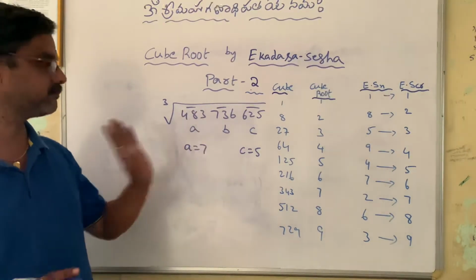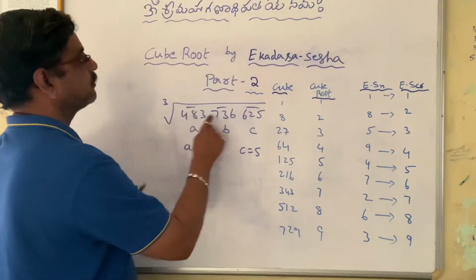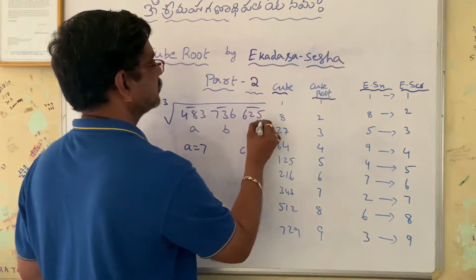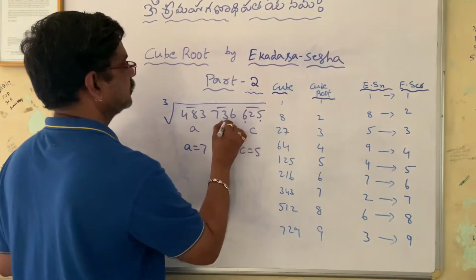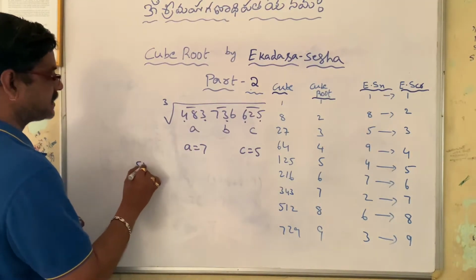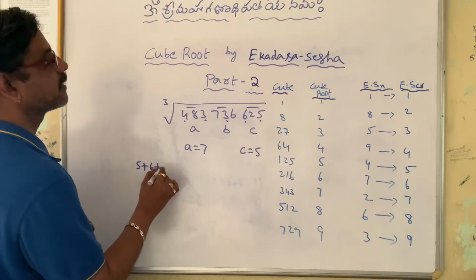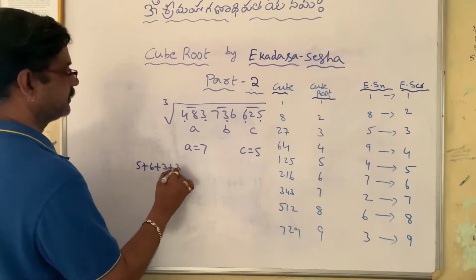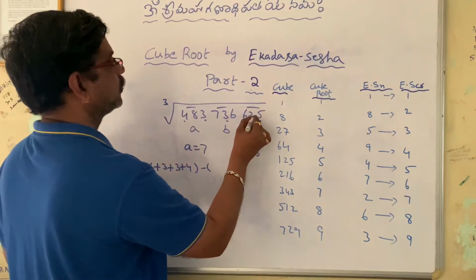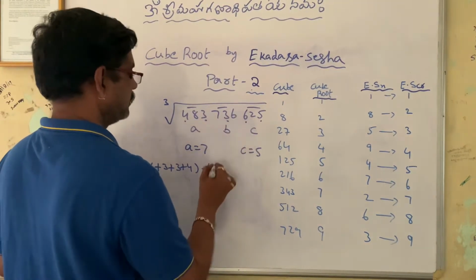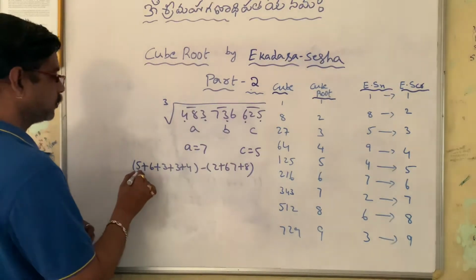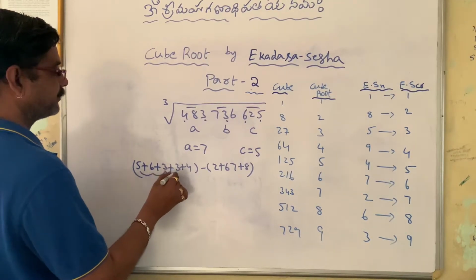How to find out B? We need to find out the Ekadasha Sesha of this number. How? Taking the alternate digits first: 5, 6, 3, 3, 4, minus 2, 6, 7, 8. So 11, 14, 16, 20.